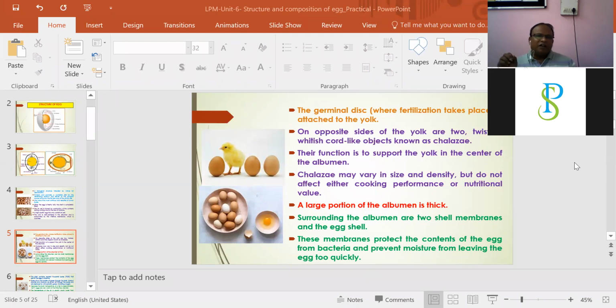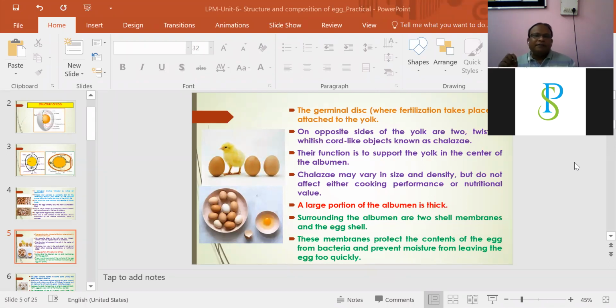A large portion of albumin is thick. When albumin is secreted in the magnum, first there is a thick layer just above the yolk, and after that there is a thin layer of albumin.